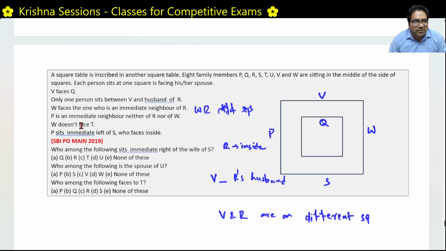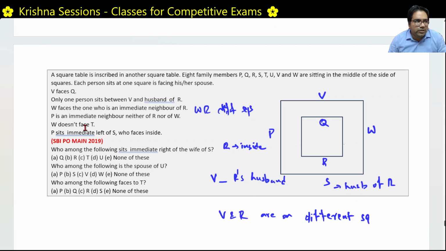Only one person sits between V and the husband of R. Who is the husband of R? Then S is the husband of R. V is sitting here, one person between, so this is the husband of R. What does that mean? R has to sit here, because all spouses are facing each other. Now, who else is left? T and U are left.